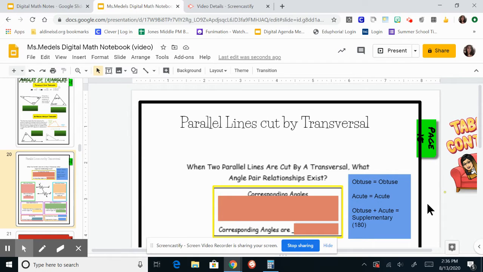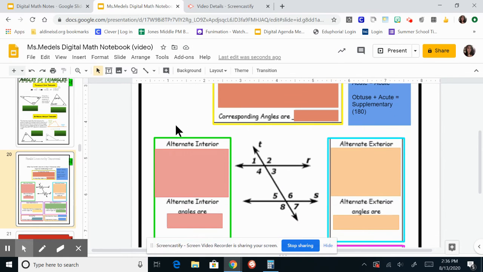Now, if you're not familiar with what parallel lines cut by a transversal look like, it is this diagram right here. You have the parallel lines R and S, and that transversal T is cutting them. Okay, it's very literal. The best thing to tackle this section is to look at the words and kind of dissect them.